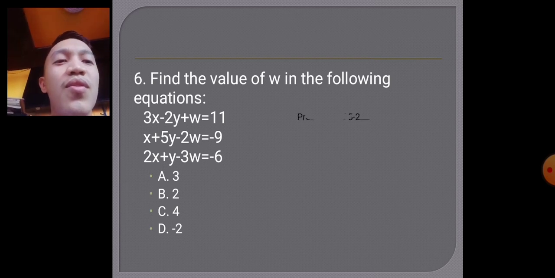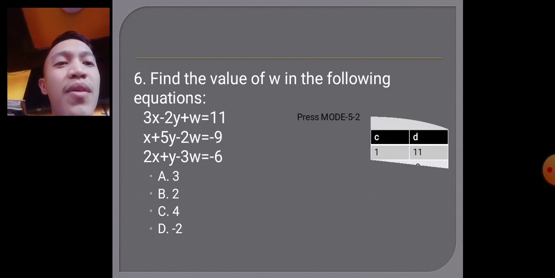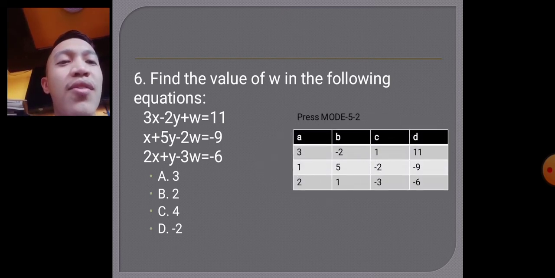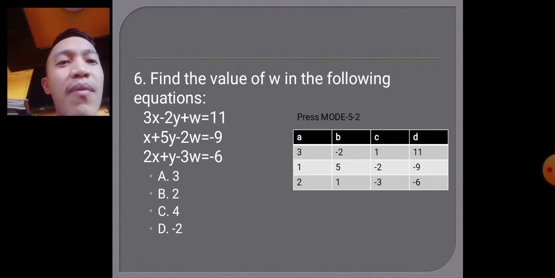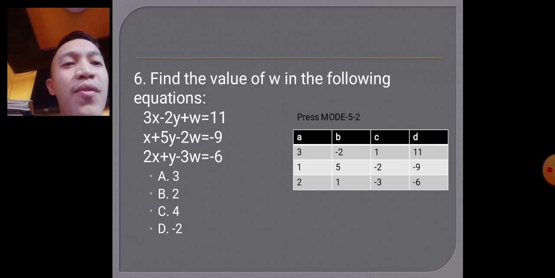Now, to solve that using our calculator, we just press mode 5, then 2. You will see in your calculator the table A, B, C, and D, and input the given corresponding to the values of A, B, C, and D, wherein A is the x, B is the y, C is w, and D is the constant.